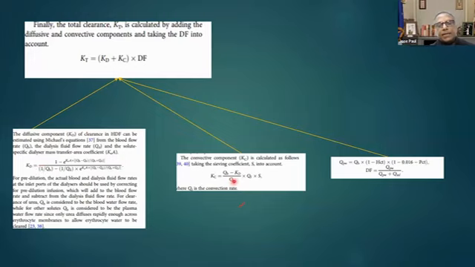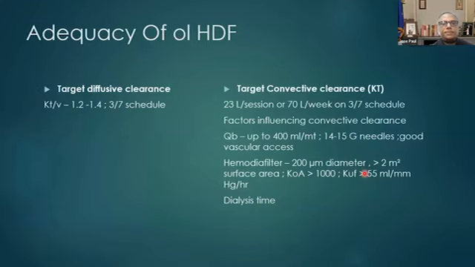Now, Kc is calculated by looking at values like the blood flow rate, the dialysate flow rate, the diffusive clearance, then the ultrafiltration flow rate, and the sieving coefficient. From this, you can calculate KD and Kc. The dilution factor is calculated from the plasma flow rate and the infused flow rate. And this is how you calculate the total clearance in online hemodiafiltration.